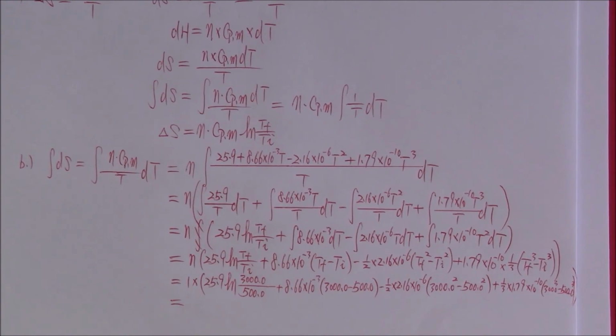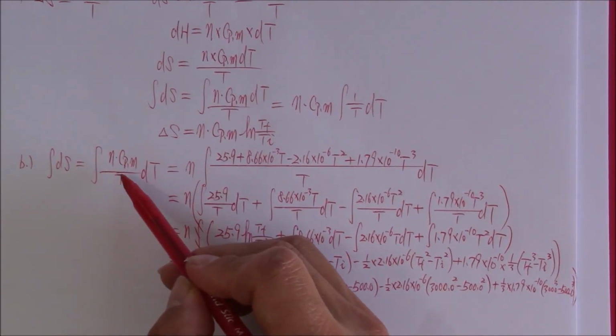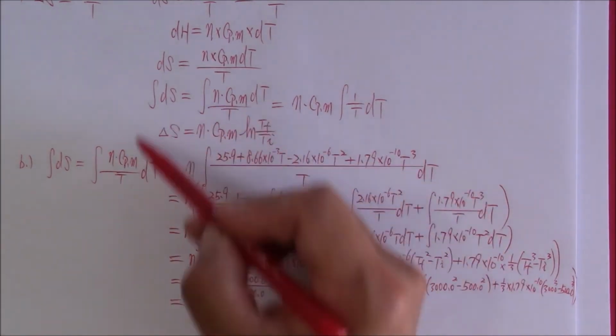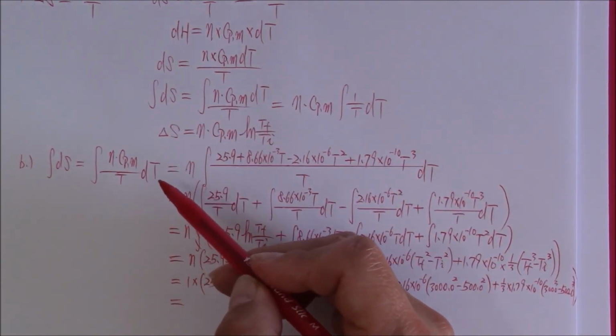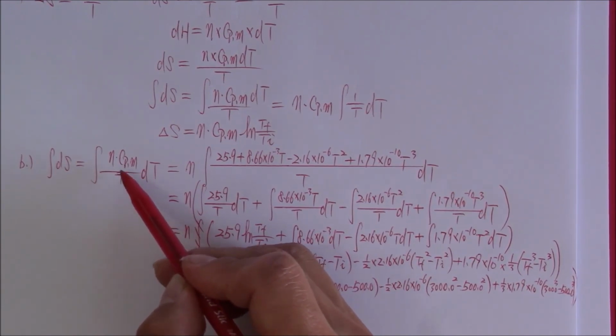Well, let me summarize. If Cpm is independent of temperature, you can use this equation to calculate the entropy change. But if Cpm is a function of temperature, you have to integrate. That's the way you get your answers.